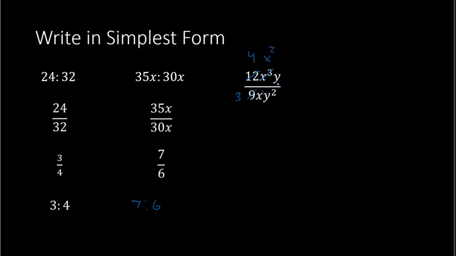And then looking at the y's, we have y to the first power over y squared. Because we're dividing, we can subtract the exponents, 2 minus 1, to get y to the first power. And that goes in the bottom because the 2 is bigger, and that is in the bottom. So my final answer would be 4x squared over 3y to the first power.